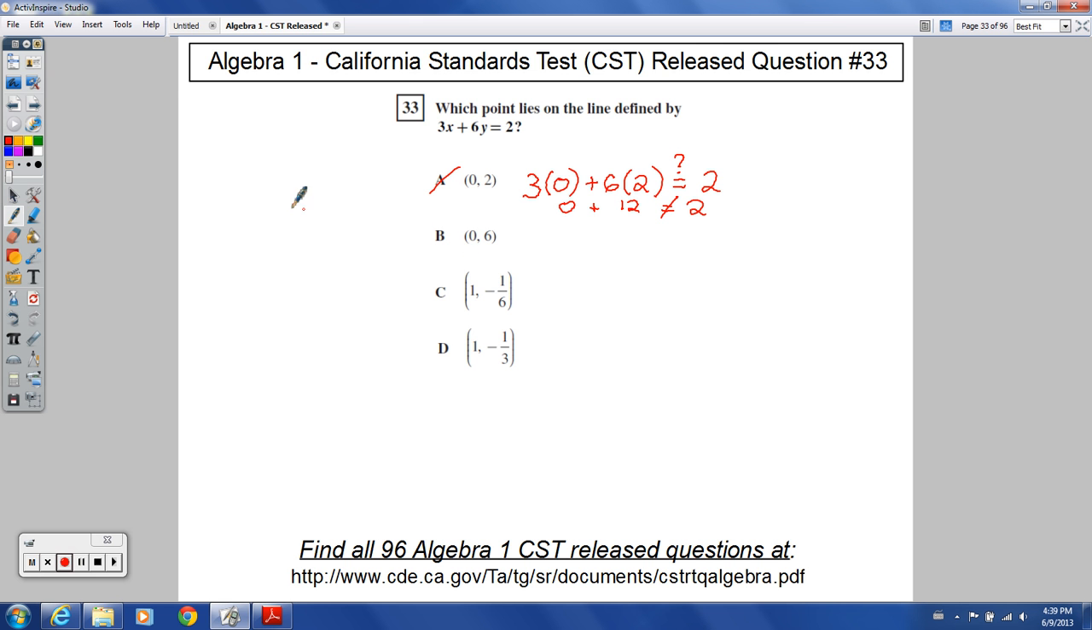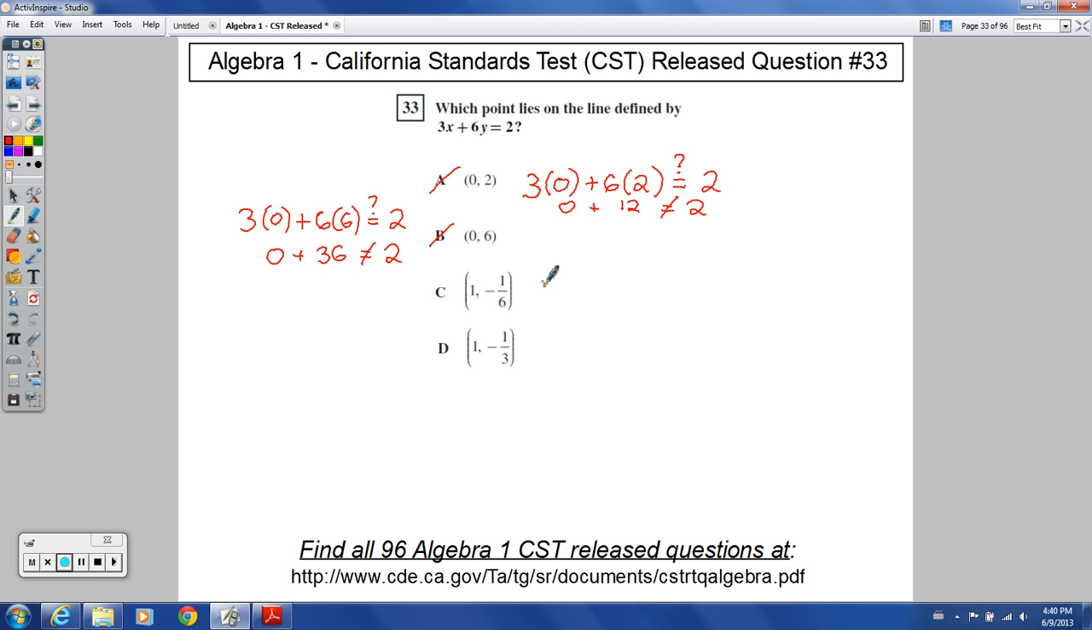Let's try choice B. So let's plug in 3 times, looks like we've got 0 for x again, and this time we've got 6 for y. So is this a true equation? If we plug in 0 and 6 for x and y, this would be 0, this would be 36. Notice my question mark there, because I wasn't sure yet, but 0 plus 36, well, that's 36, and 36 clearly does not equal 2. So choice B does not lie, this point does not lie on this line.